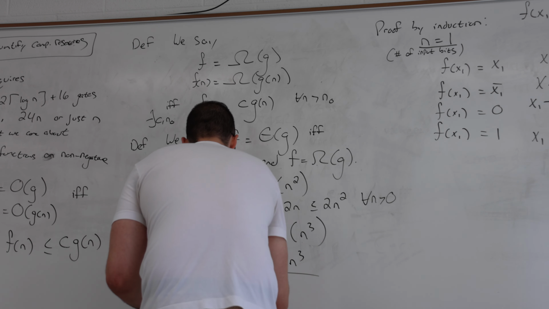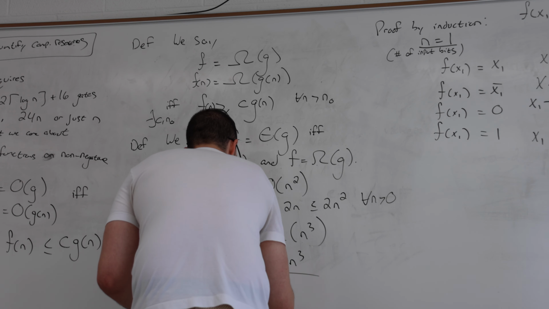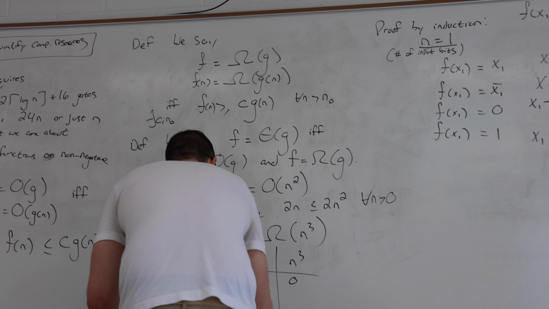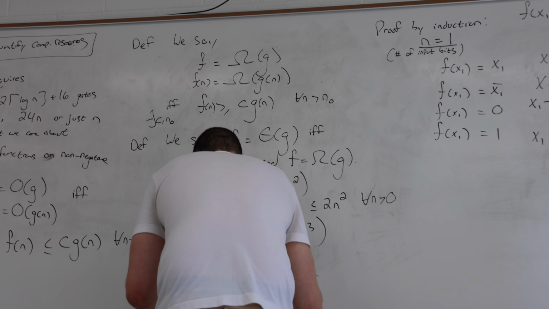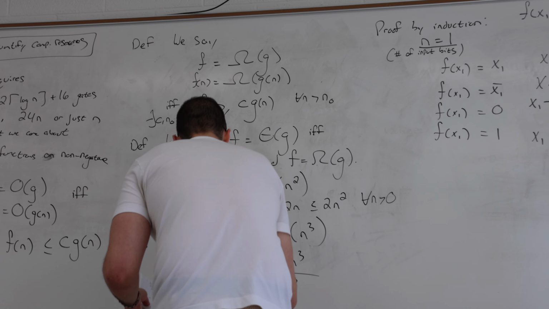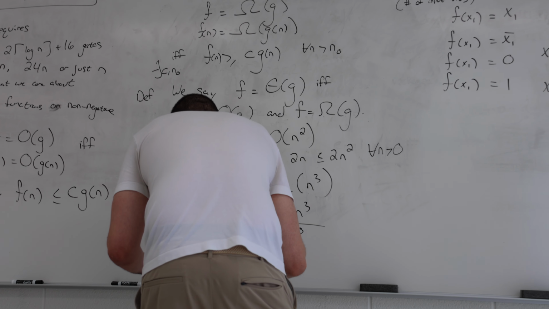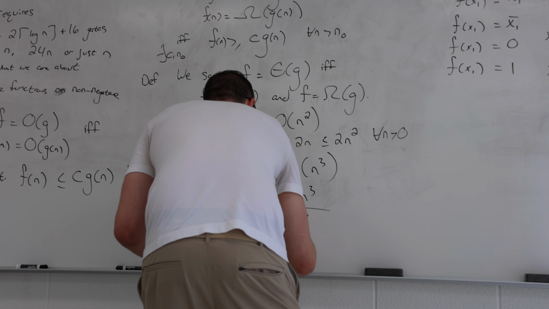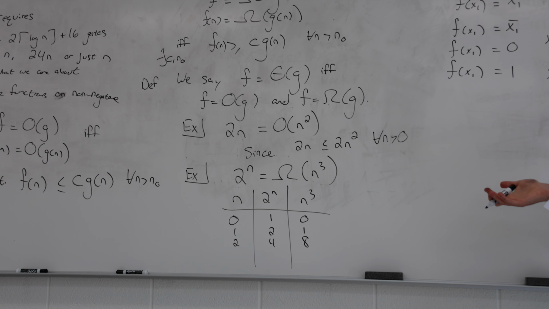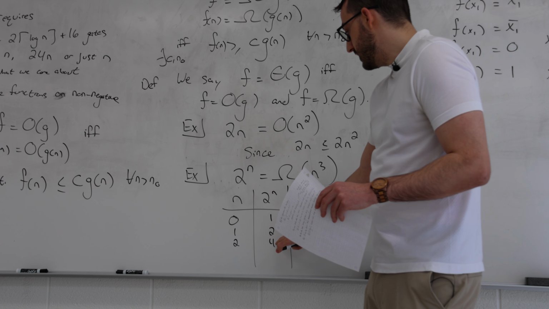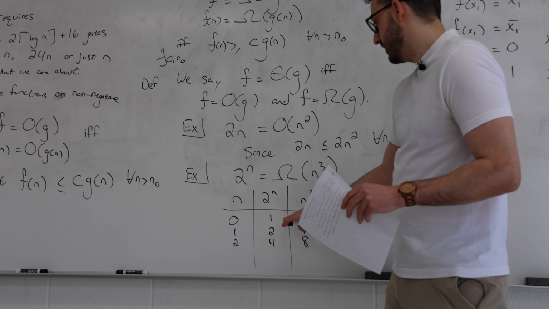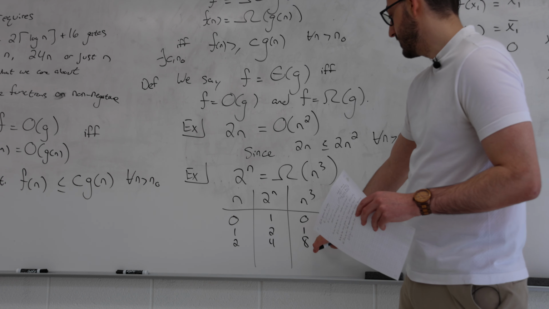And for n being 0, 2 to the n is 1, n cubed is 0. For n being 1, 2 to the n is 2, and then n cubed is 1. And I'll put one more. In this case, n is 2, and 2 to the n is 4, whereas n cubed is actually 8. Does everyone agree?